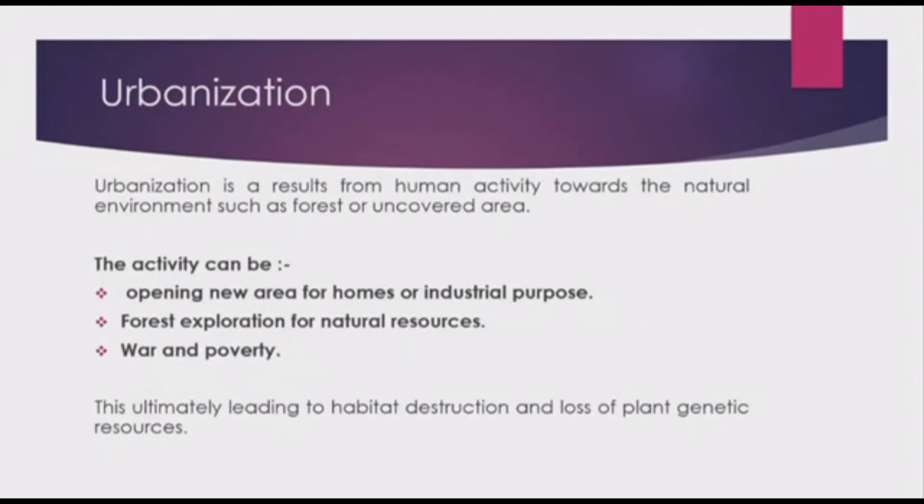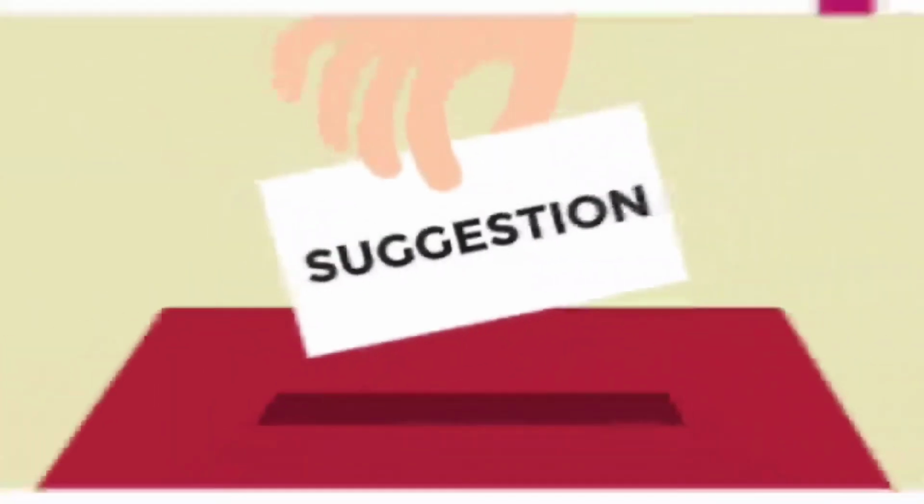The last one is urbanization. As humans open new areas by forest clearing, the natural environment is altered. The purpose is to obtain food, industry, shelter, and agriculture. This causes habitat destruction and loss of plant genetic resources. War and poverty also pose a threat of genetic wipeout, as they are associated with heavy reliance directly on natural resources and destruction of wild PGR.